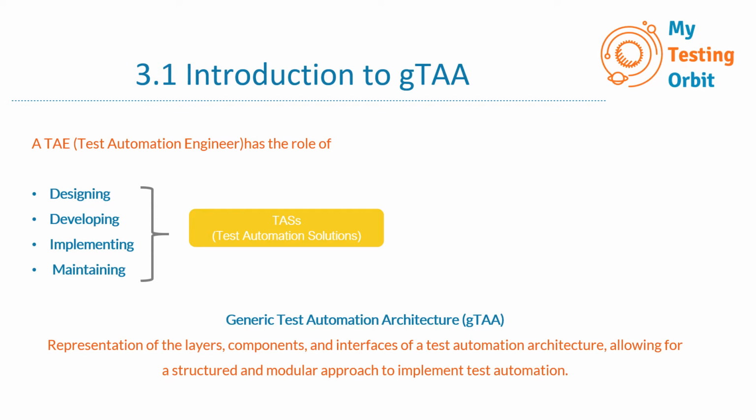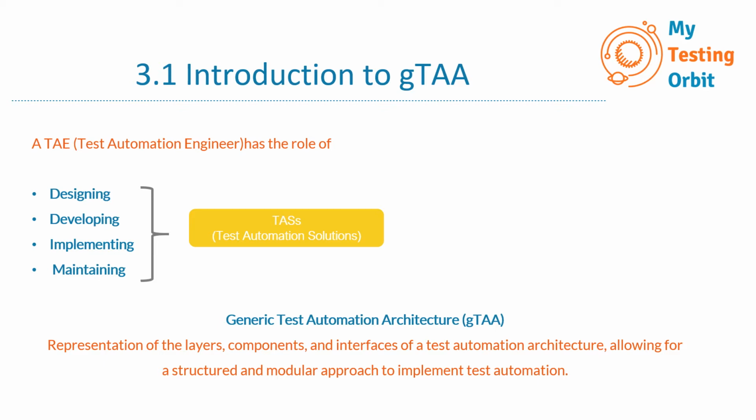gTAA is the representation of the layers, components, and interfaces of a test automation architecture, allowing a structured and modular approach to implement test automation. So if you are familiar with the concepts of programming, then there is a modular approach to programming and also a structured one. So in modular, your program is split into different independent modules, which are actually independent function units, which can be called independently, which can call each other as well. So they are based on different functions.